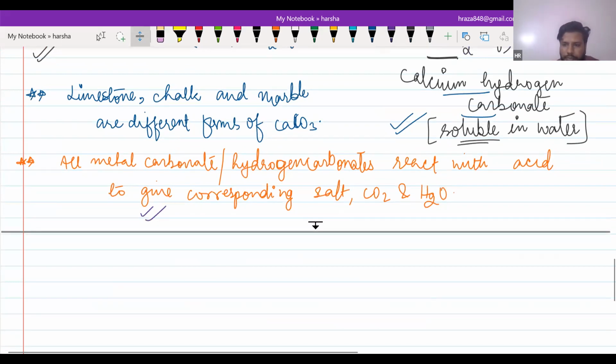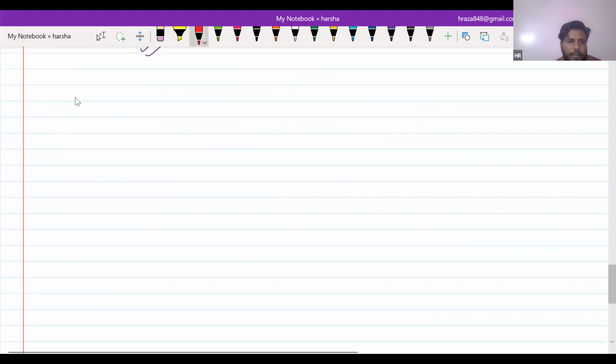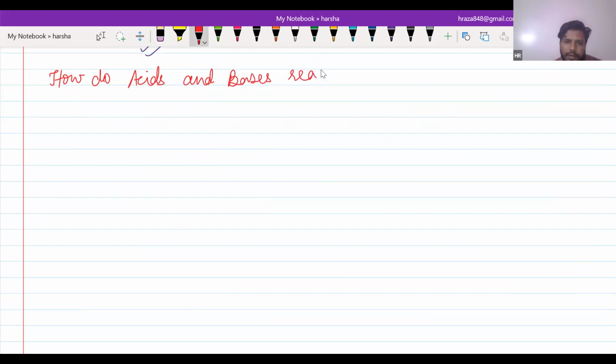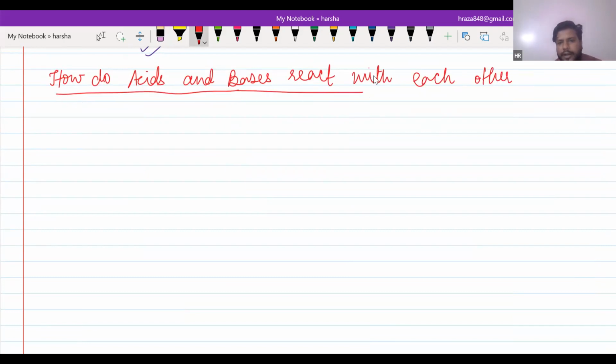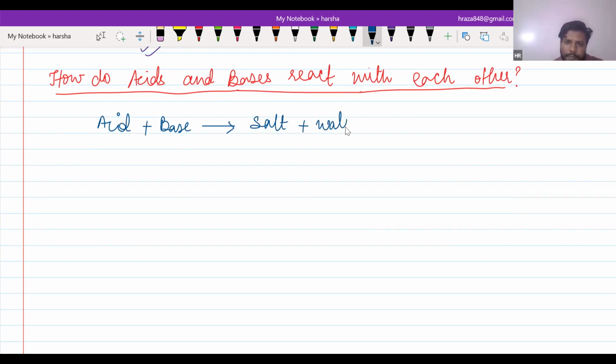Now write the next topic. How do acids and bases react with each other? Basically, whenever an acid reacts with a base, salt plus water is formed. So first of all, I am going to write the general formula. Acid plus base will give salt plus water.